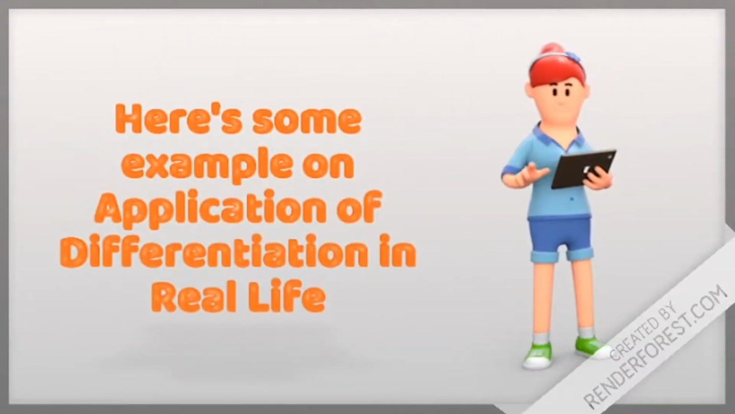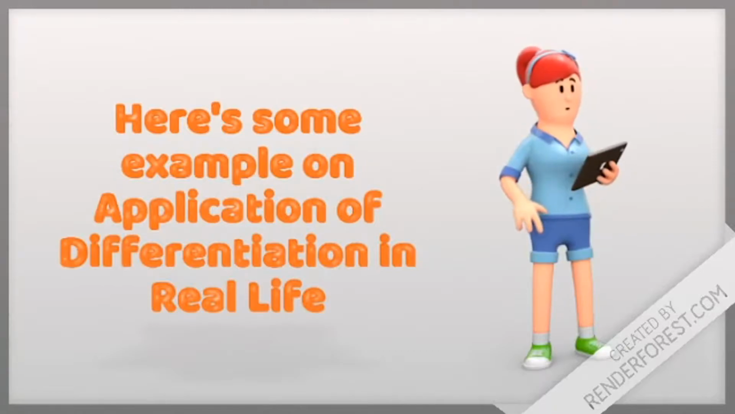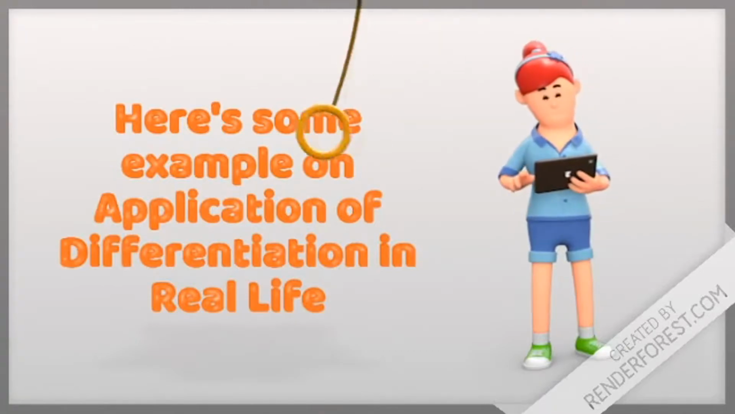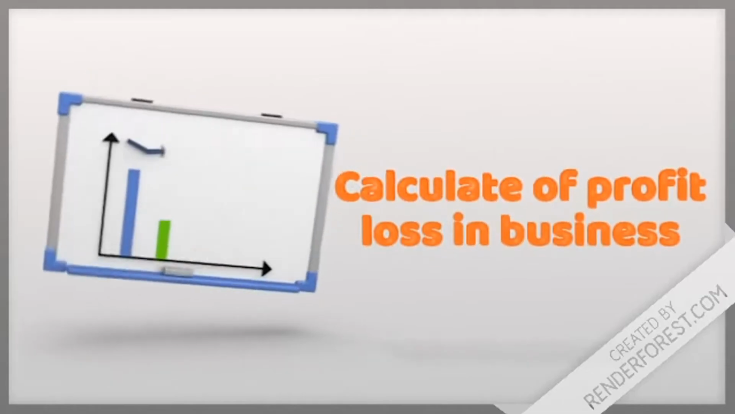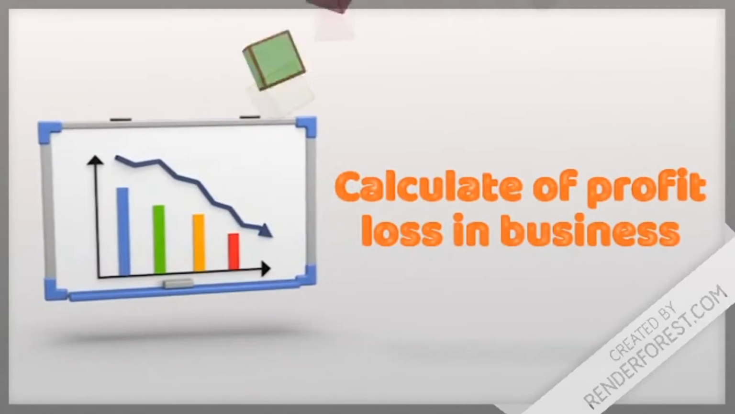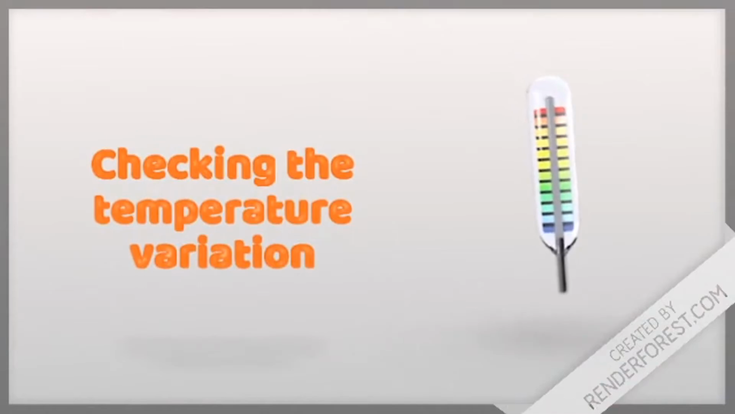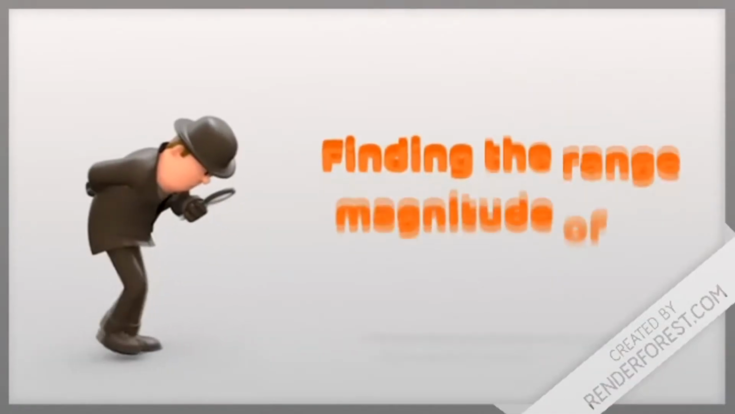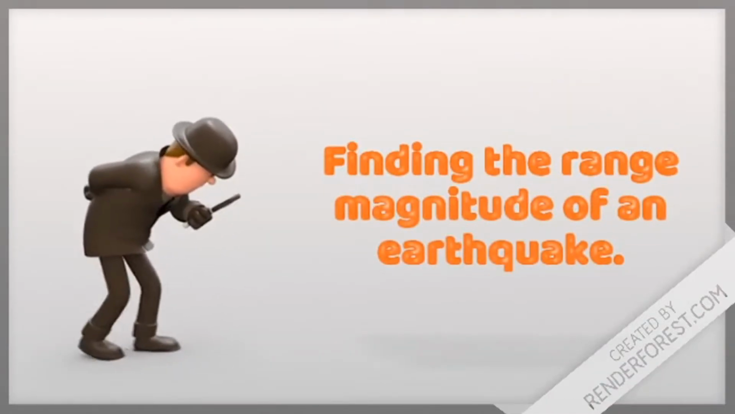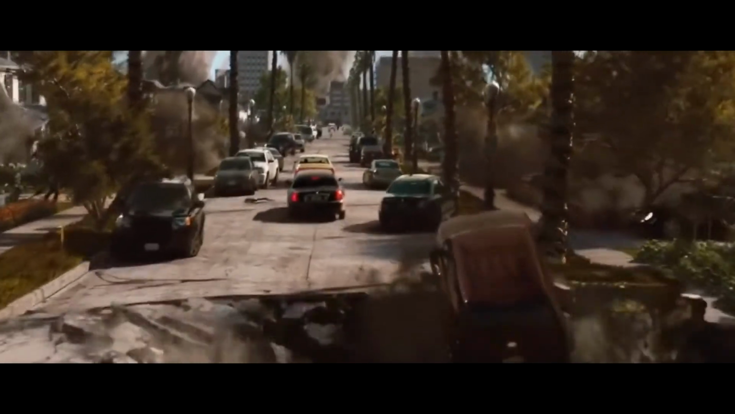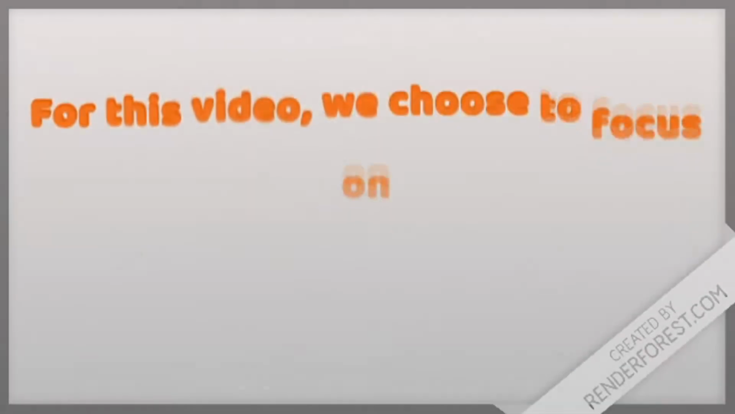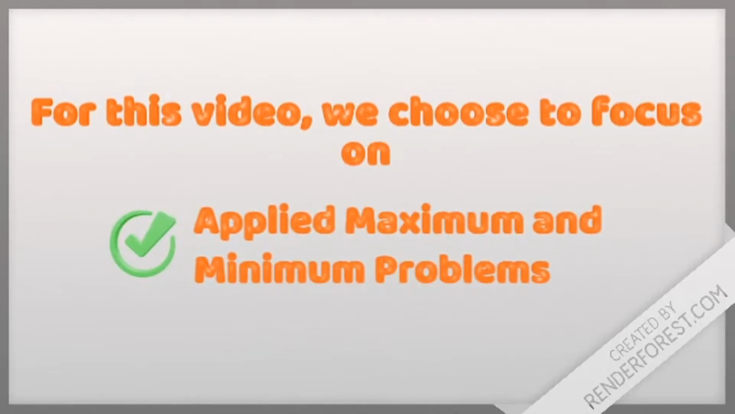Differentiation as a whole can be applied in real life and is found in various occupations. It is used to calculate the profit and loss in business through the use of graphs, checking temperature variation, and to also find the range of magnitude of earthquakes. For this video presentation, both of us chose to put our focus on applied maximum and minimum problems.